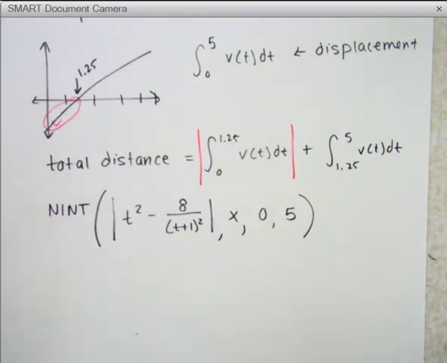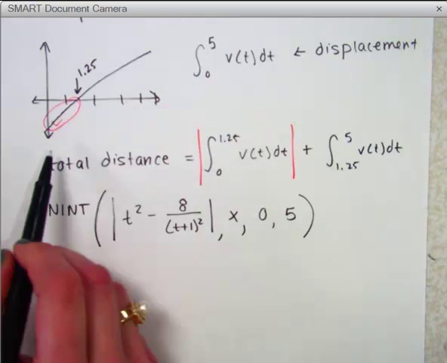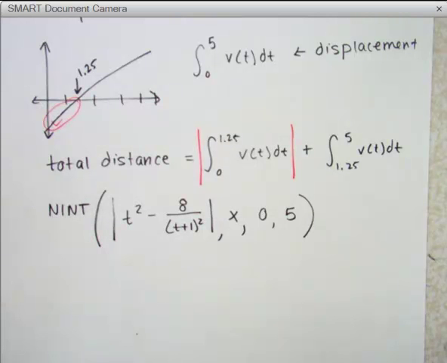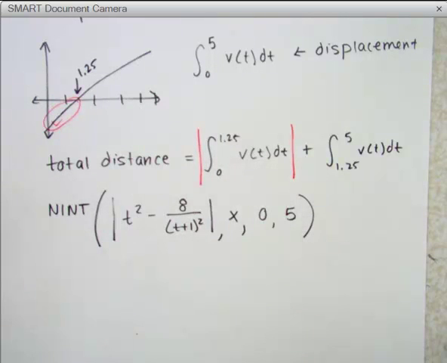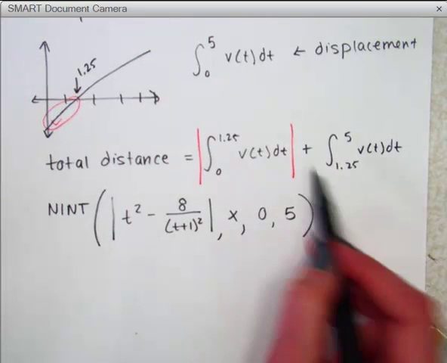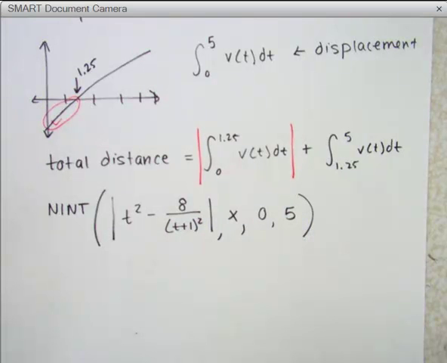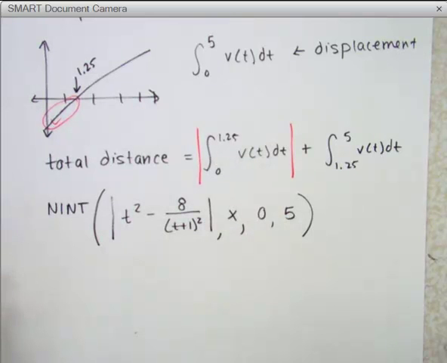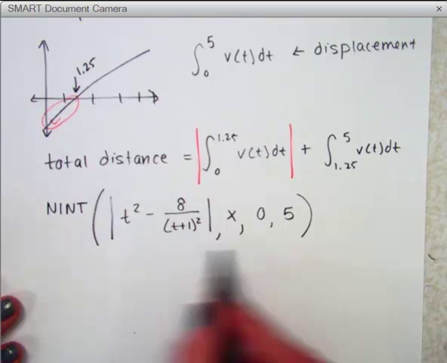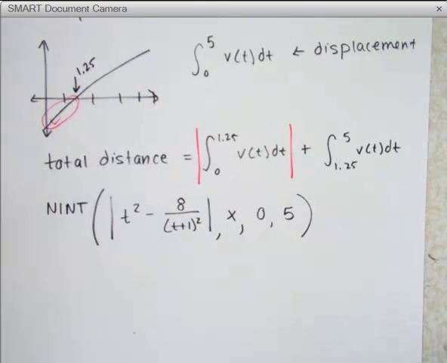This is a trick for putting everything above the x-axis. So it will take care of this first interval where our function was below the x-axis. It flips it above, and then it leaves this one also above. This is a shorter way of finding the total distance traveled than typing in two separate integrals. Okay, so now what I want you to do on your calculator is actually practice typing that in.